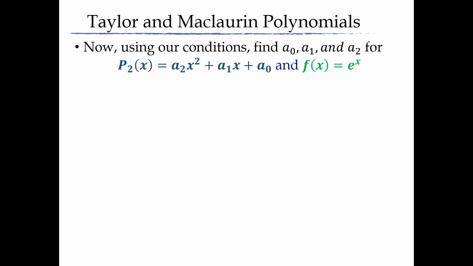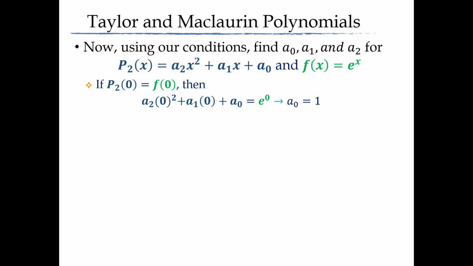Well, we know that our function f of x is e to the x power. We also know that our polynomial is a sub 2 of x to the second power plus a sub 1 of x plus a naught. We're now going to just evaluate this at the point that we know, and the point that we know is 0. So we're going to substitute in 0 into all of our x's, and we're going to see what that equals. And so if we substitute in 0 into all of our x's, a sub 2 times 0 is 0, a sub 1 times 0 is 0, and we're left with a naught. And a naught must equal our original function at 0. And so a naught equals e to the 0 power, or a naught equals 1.